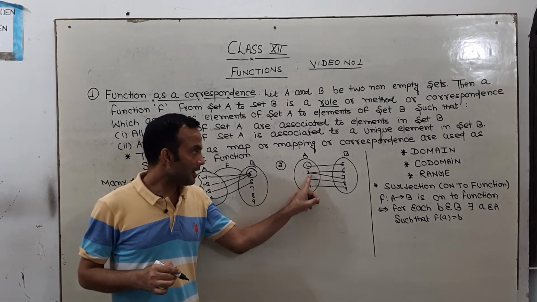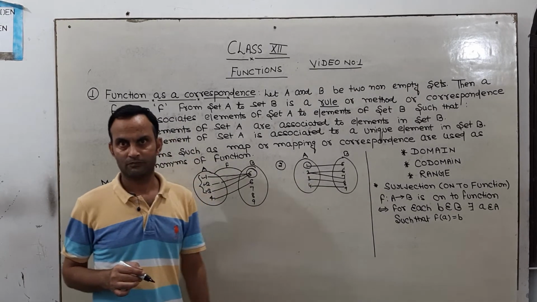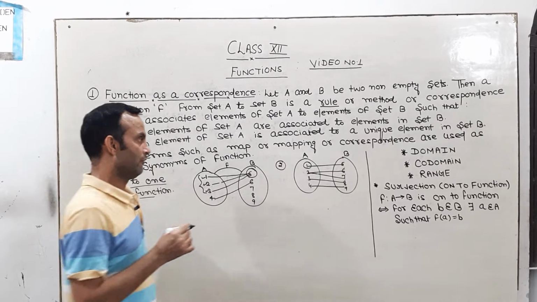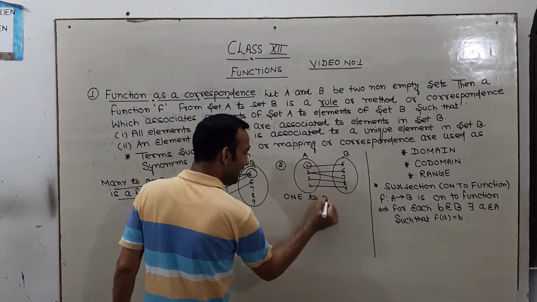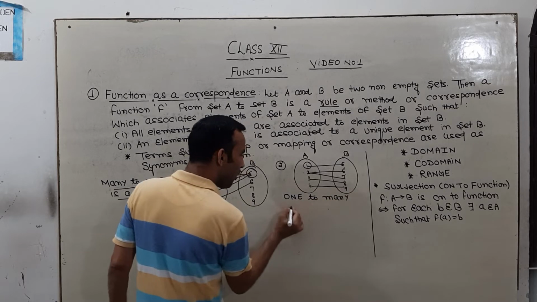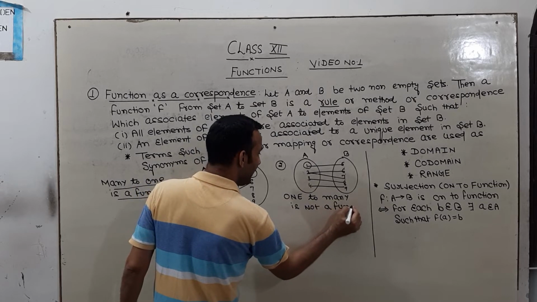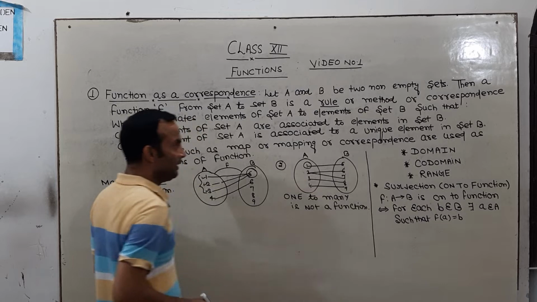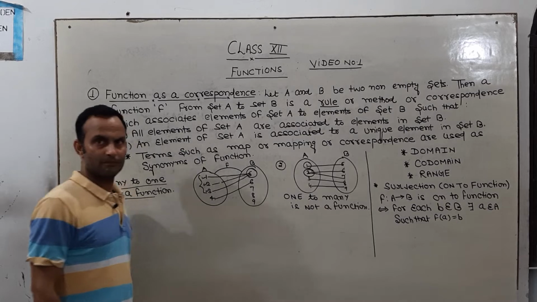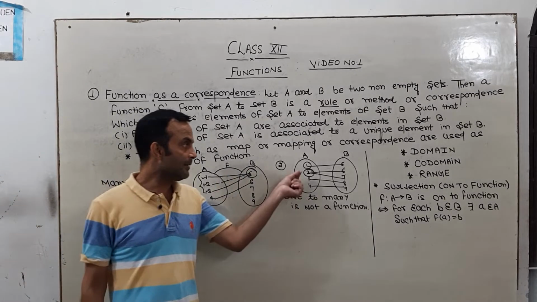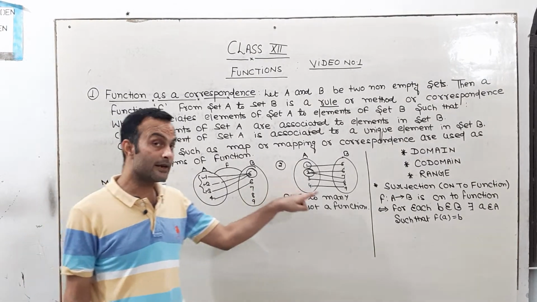Means there are 2 images of this element 2. Then this is not a function, because my dear students, 1 to many is not a function. Means if one element has 2 or more than 2 images, then this is not a function. However, this is a relation.